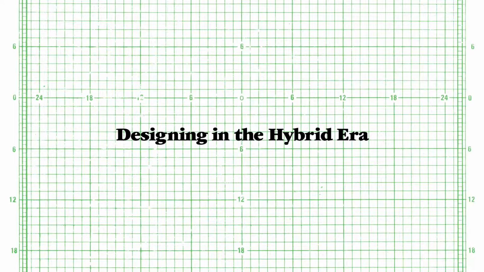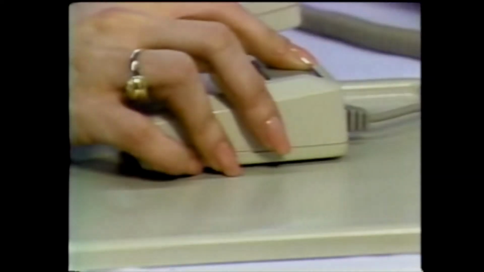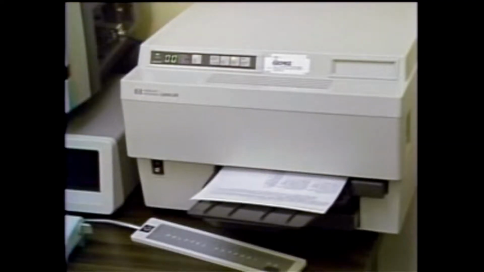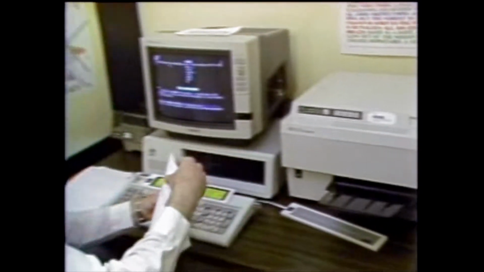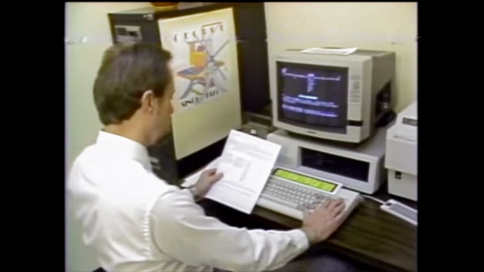Everyone was trying to learn more about how the computers behaved because they clearly were a time saver. Everyone's topic of discussion was, I printed out a piece of paper, now what do I do with it to make a comp or to make my mechanical?